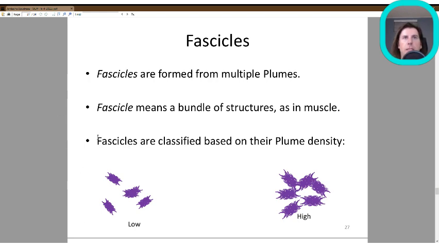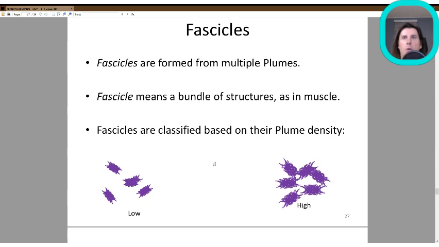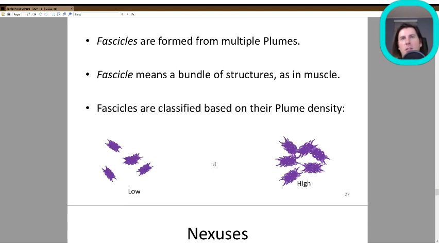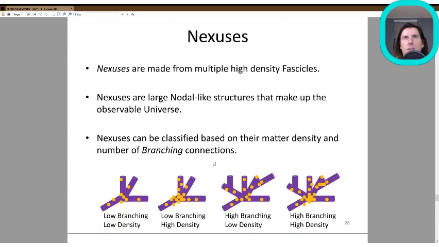So the fascicles are based on the plume density from low to high. Once again, the universe is accumulating mass to make these nodes, these particles, for the next tier or logarithm of the structure. If you zoom out from these fascicles again, you get these nexuses. These fascicles create a high density collection, and then we get another set of nodes.